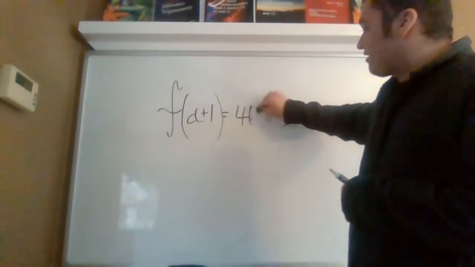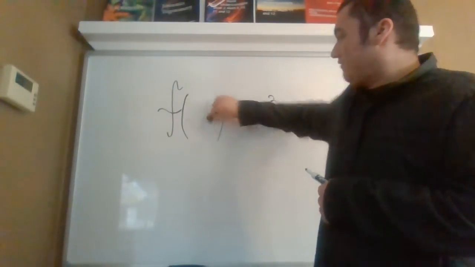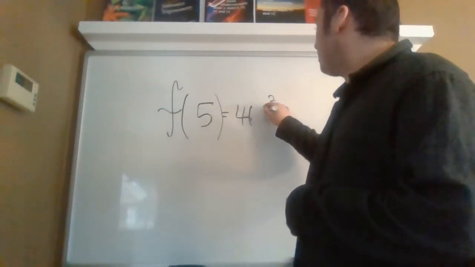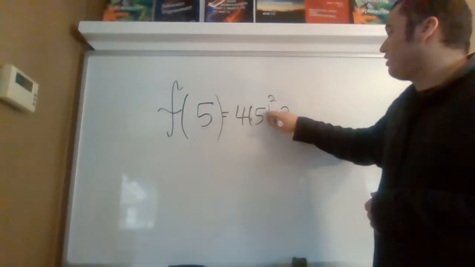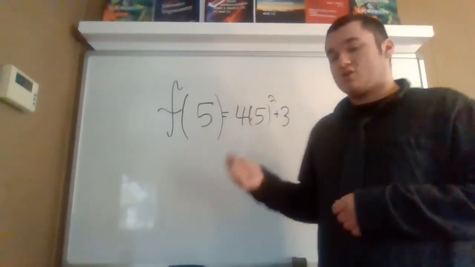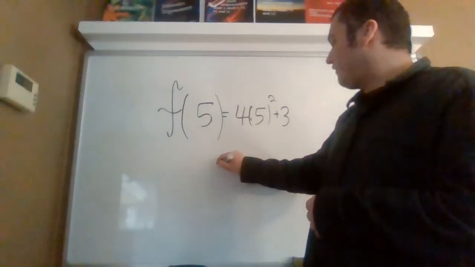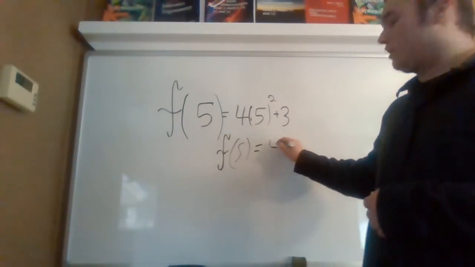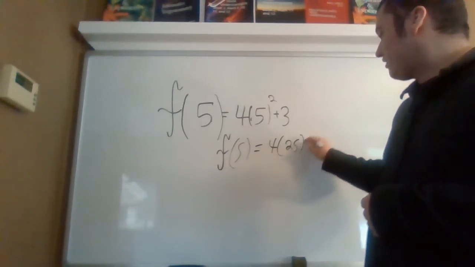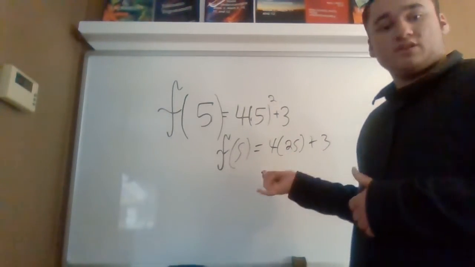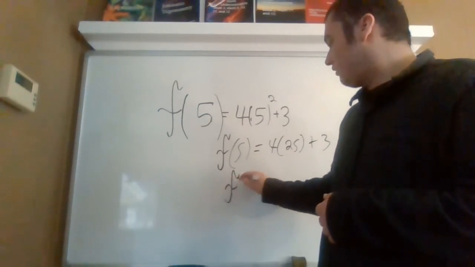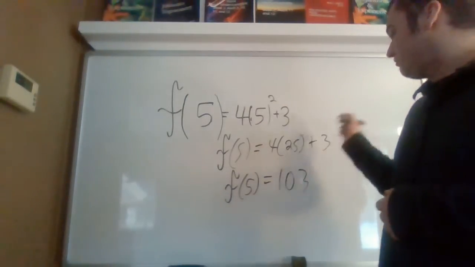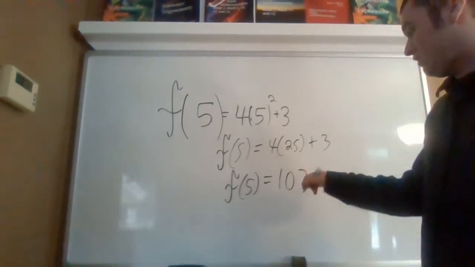Well, anyways, the first example I'm going to be giving you will be f of 5. So 4 times 5 squared plus 3. What's 5 squared? Well, that's 5 times 5. So 5 times 5 is 25. So we get f of 5, and remember that 5 is our input, is equal to 4 times 25 plus 3. So 4 times 25 is 100. So we get f of 5 is equal to 103, because 100 plus 3 is 103. So f of 5 is equal to 103.